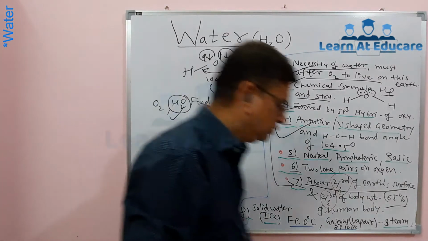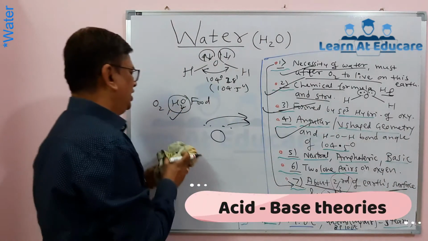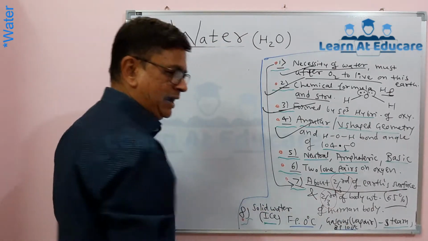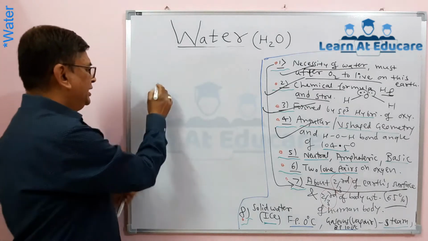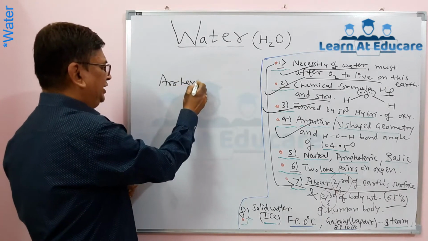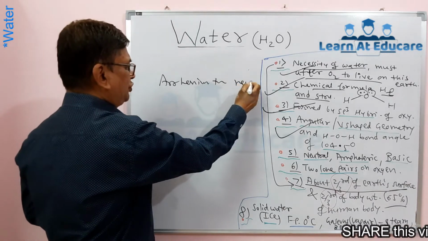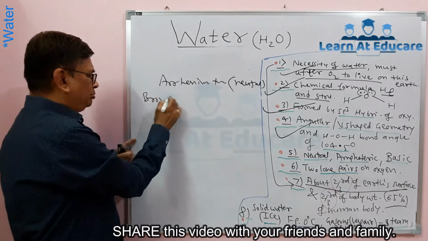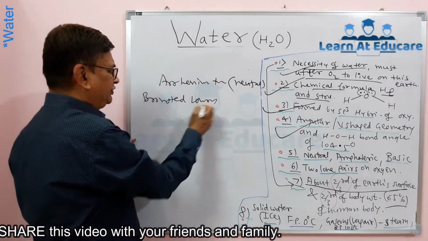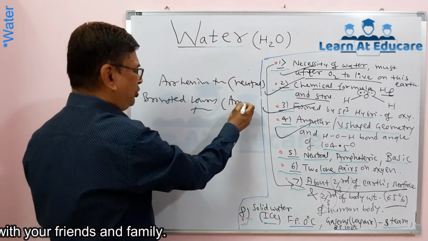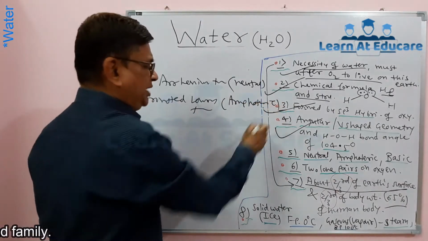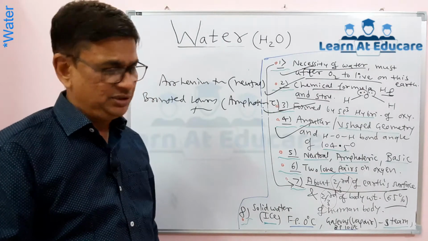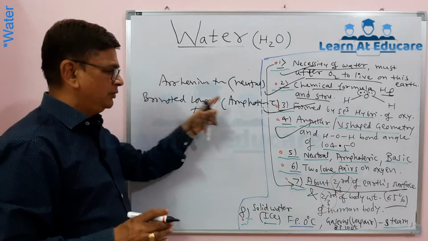Now there are three acid base theories in chemistry, called Arrhenius theory, Bronsted-Lowry theory and Lewis theory. According to Arrhenius theory, water is neutral, that is neither acidic nor basic. According to Bronsted-Lowry theory, water is amphoteric. Amphoteric means the capacity to act both acidic as well as basic. So here by Bronsted-Lowry theory, water is amphoteric.